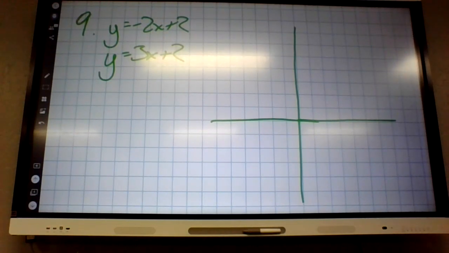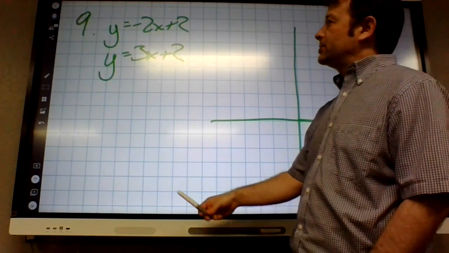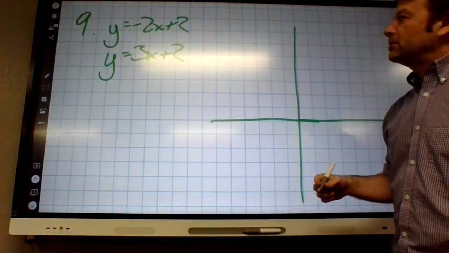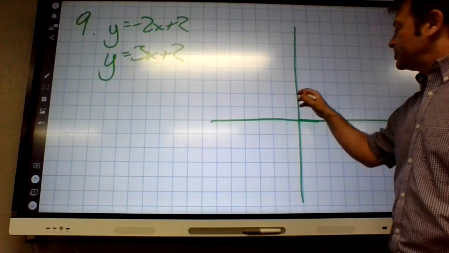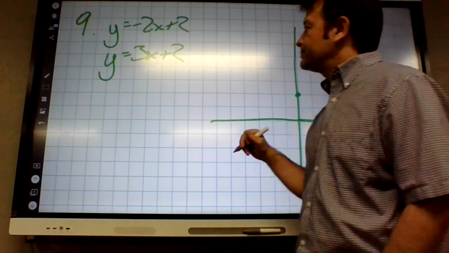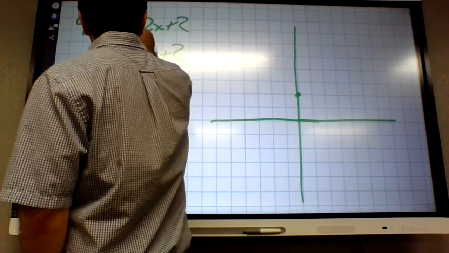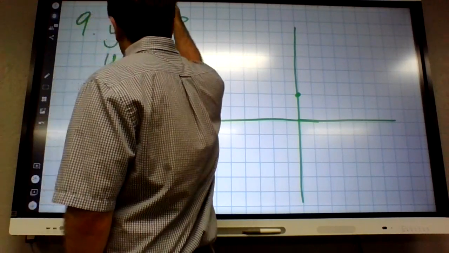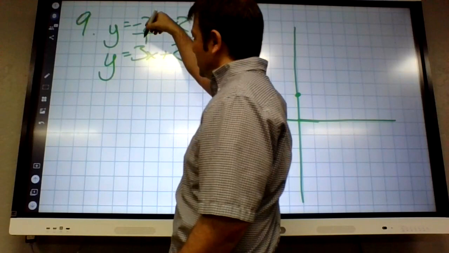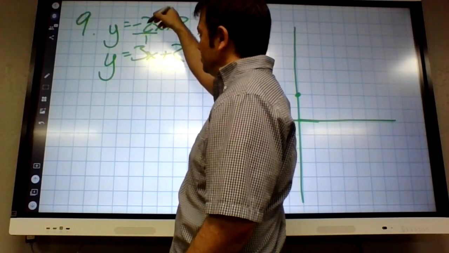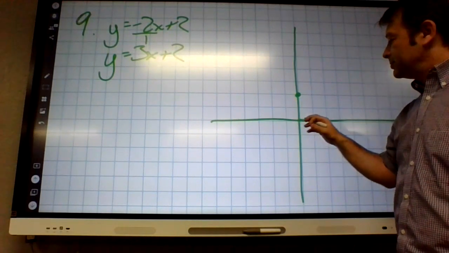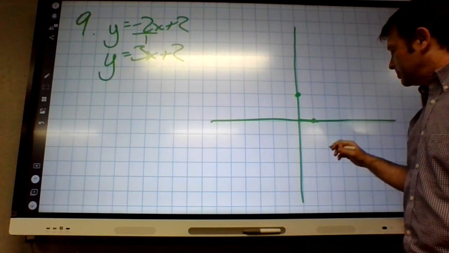Alright, Anya, where are we going to start this first one at? Negative 2 or plus 2. Start up 2, and then where are we going to go from there? Down for 1. No. Down. It's rise over run. So we're going to rise negative 2 and run 1. So fall negative 2 and then run 1. Like that.